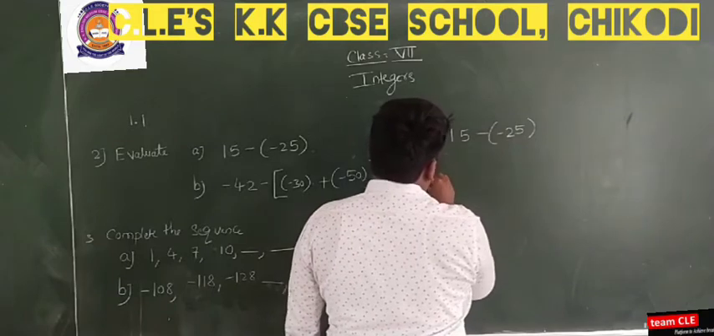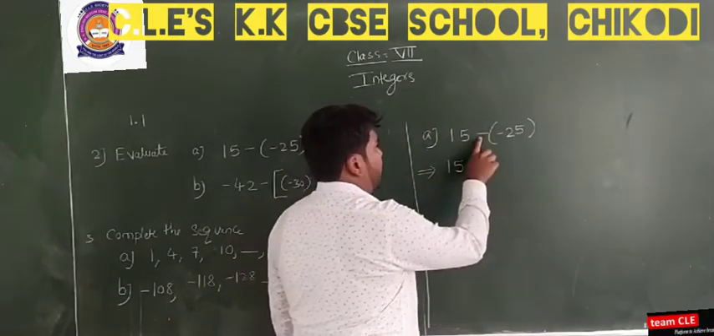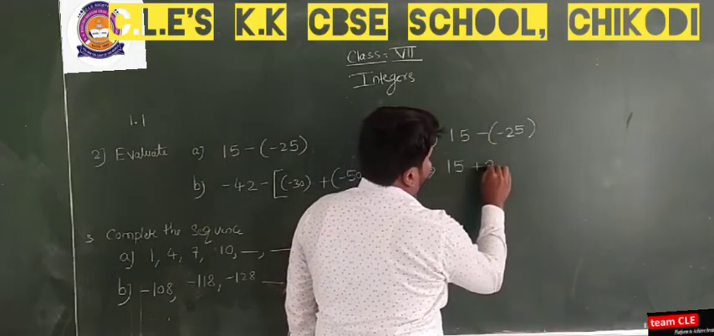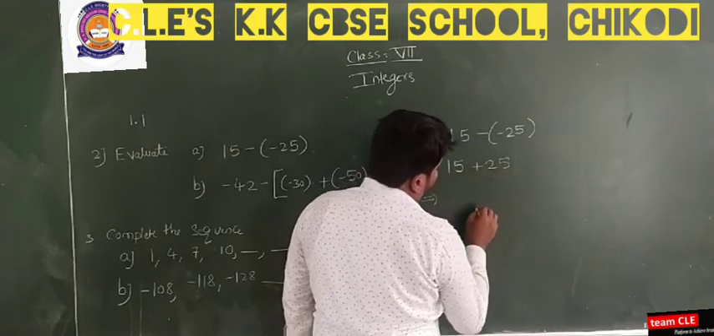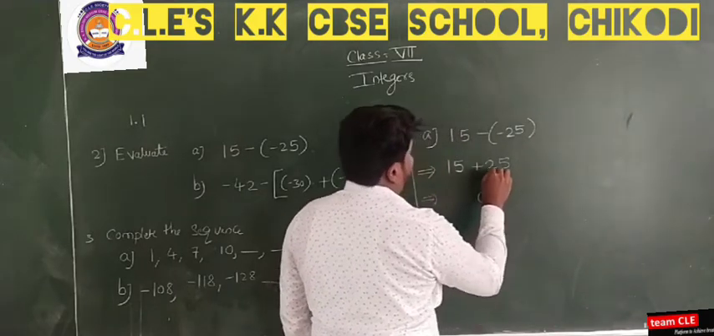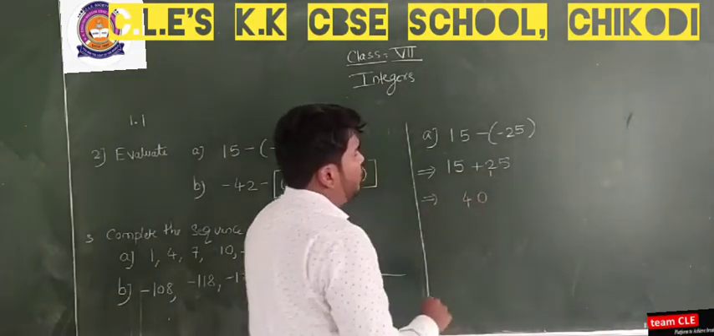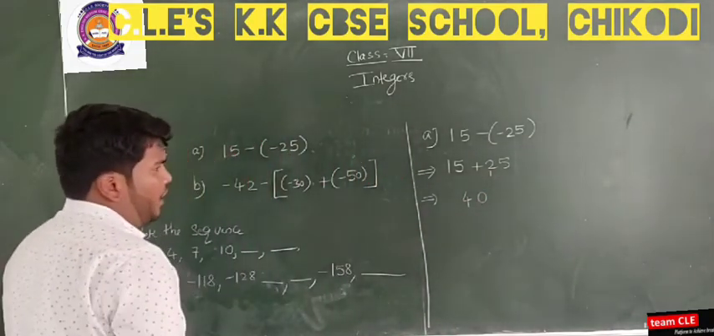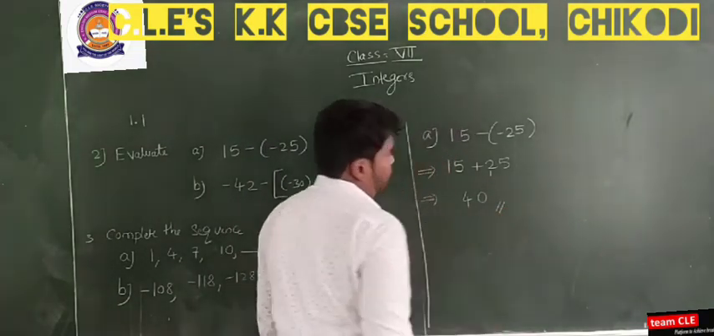Now see, 15 as it is. All of you know that minus into minus is plus 25. Now see, 5 plus 5 is 10, 1 carry here, so 2 plus 1 is 3, 3 plus 1 is 4, that is 40. So 15 plus 25, I got the result as 40. What did I do?